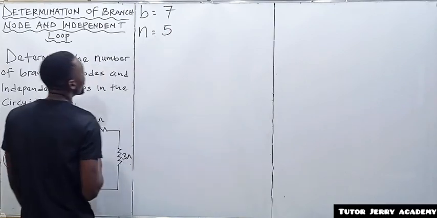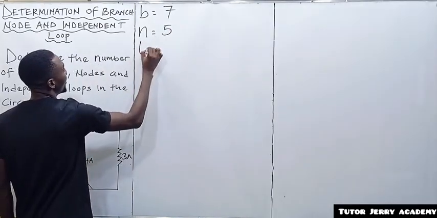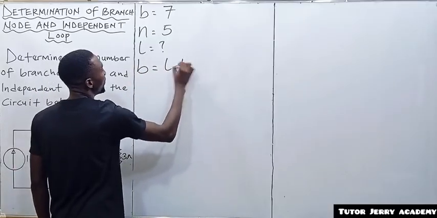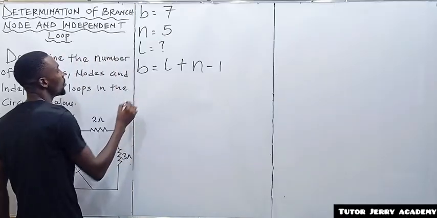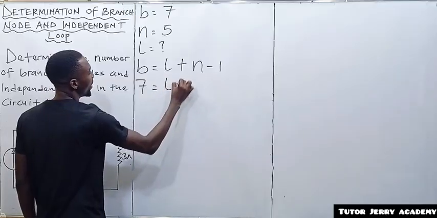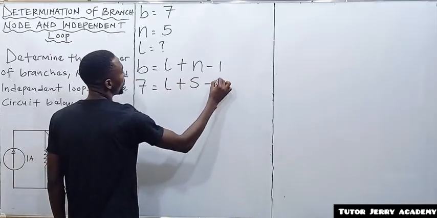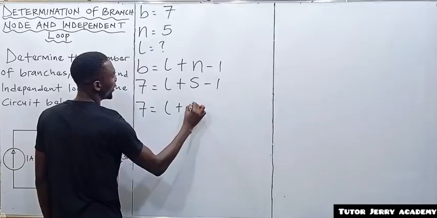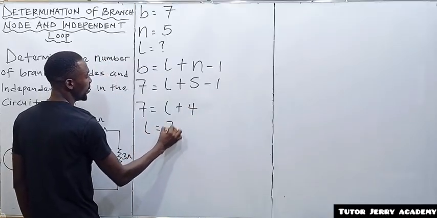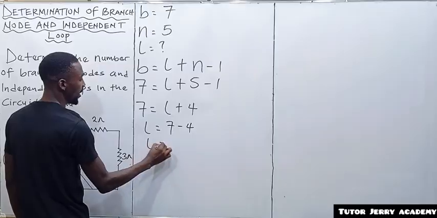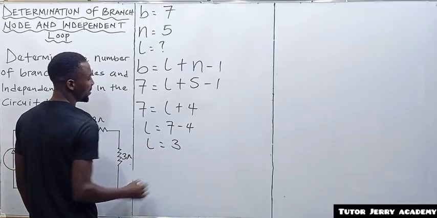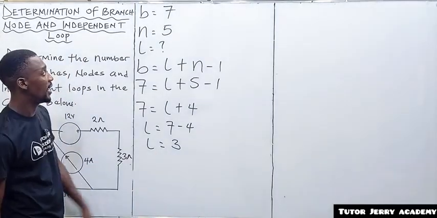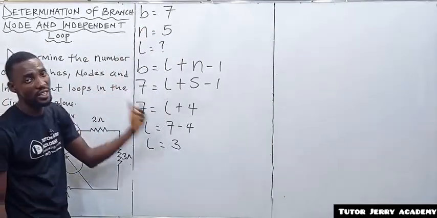So let's determine the number of independent loops now. Our independent loop is unknown, but we recall from the formula B equals L plus N minus 1. So if we substitute, we're going to have 7 equals L plus 5 minus 1. So 7 will be equal to L plus 4, since 5 minus 1 is 4. If we make L the subject, it's going to be 7 minus 4, and L will be equal to 7 minus 4, which is 3. So the independent loop is nothing but 3. And the branch is 7 and the node is 5.